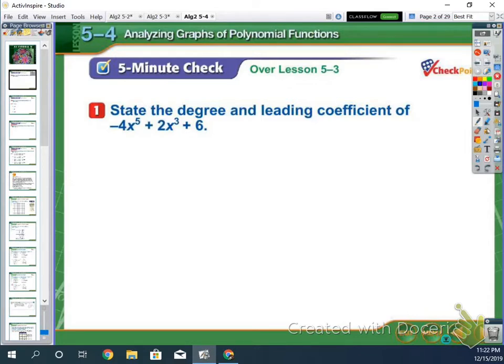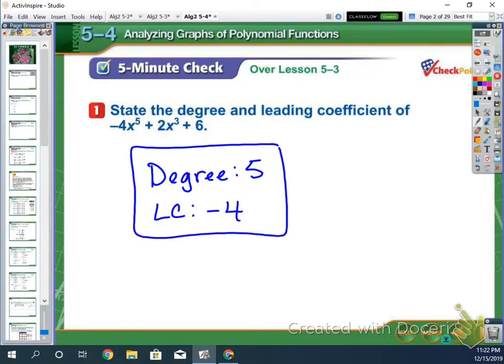This first one's just asking for a degree and leading coefficient. You should be able to look at that and tell in your mind what they are. In this case, the degree is 5, and the leading coefficient would be -4. Hopefully you got that easily.